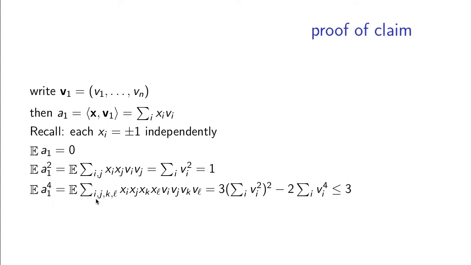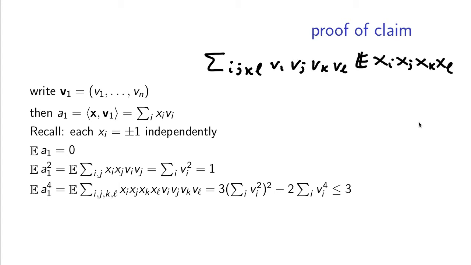This will be the expectation of this expression multiplied by itself 4 times. So this will be the summation over i, j, k, and l of xi, xj, xk, xl, vi, vj, vk, vl. And by applying the linearity of expectation, we can push the expectation to the end of the expression. Now when, let's say, i, j, k, and l are all different, here xi, xj, xk, xl are independent, so this expectation is the product of the expectations, and it's 0.